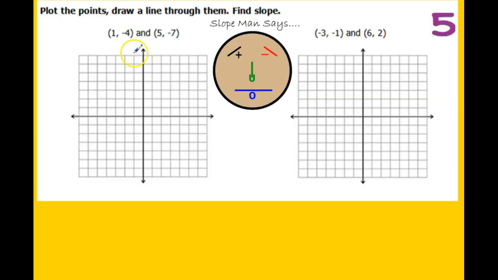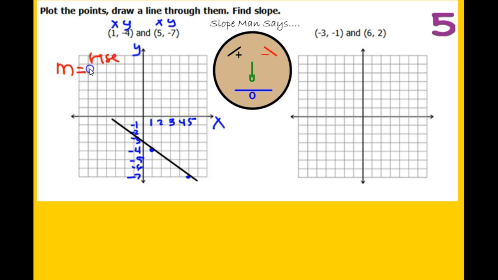Next, we're going to do the same thing, but we have to plot the points ourselves first. So x is 1, so 1 to the right, and negative 4 is down 1, 2, 3, 4. And then this point is x, y, x is 5, 1, 2, 3, 4, 5. And then negative 7 is all the way at the bottom. So those 2 points I can draw a line through, and I need to find my slope.